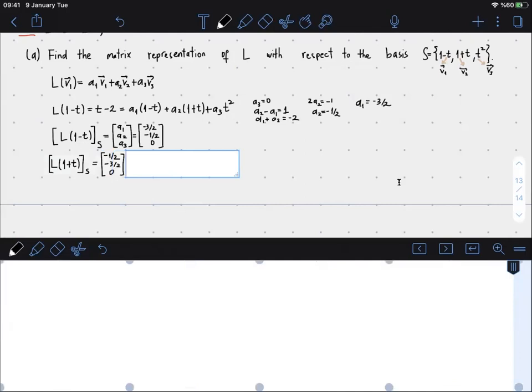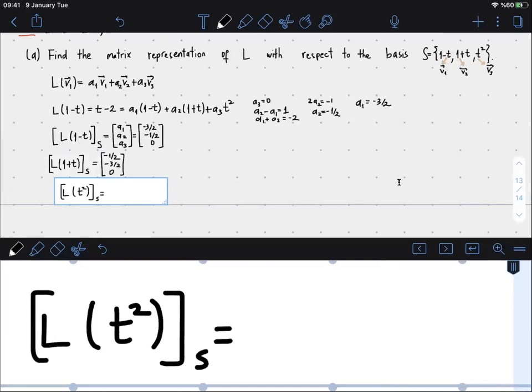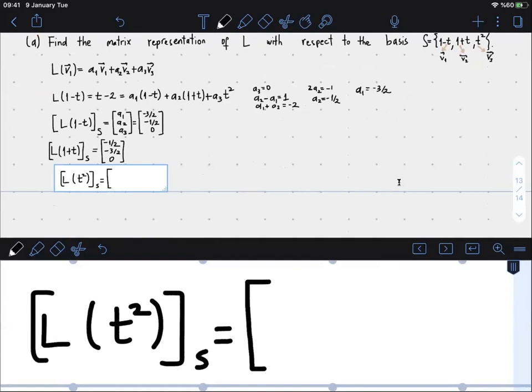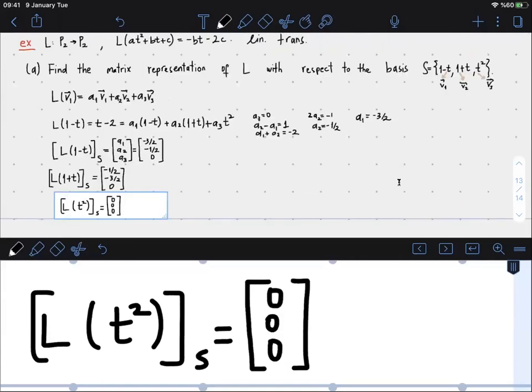And then finally, let's look at the coordinates of t squared. The last basis vector is t squared with respect to basis S. In this case, it is easy to see, if you look at this, what is L(t squared)? L(t squared) is just 0, right? So this will be just 0, 0, 0.